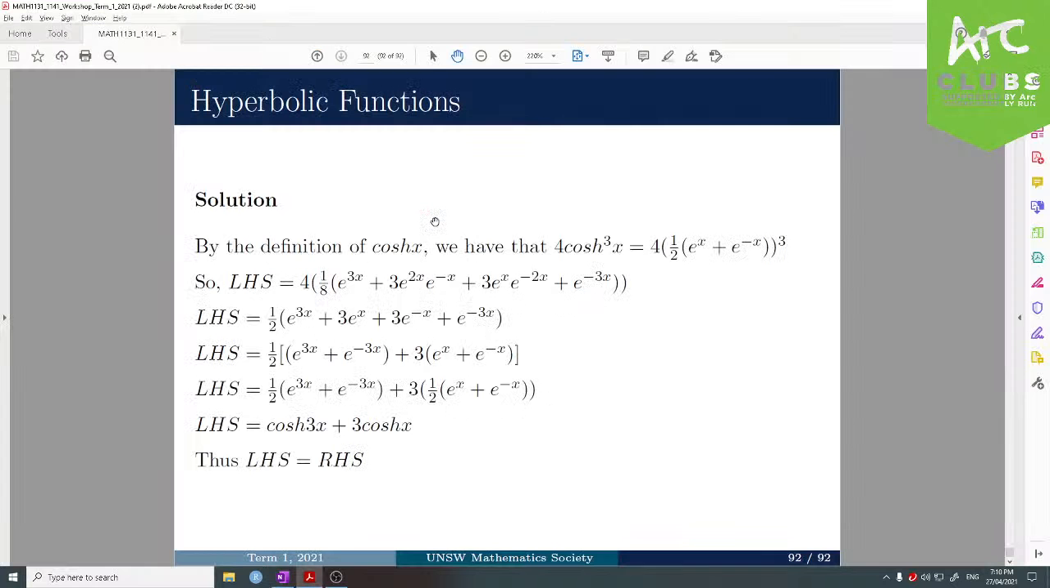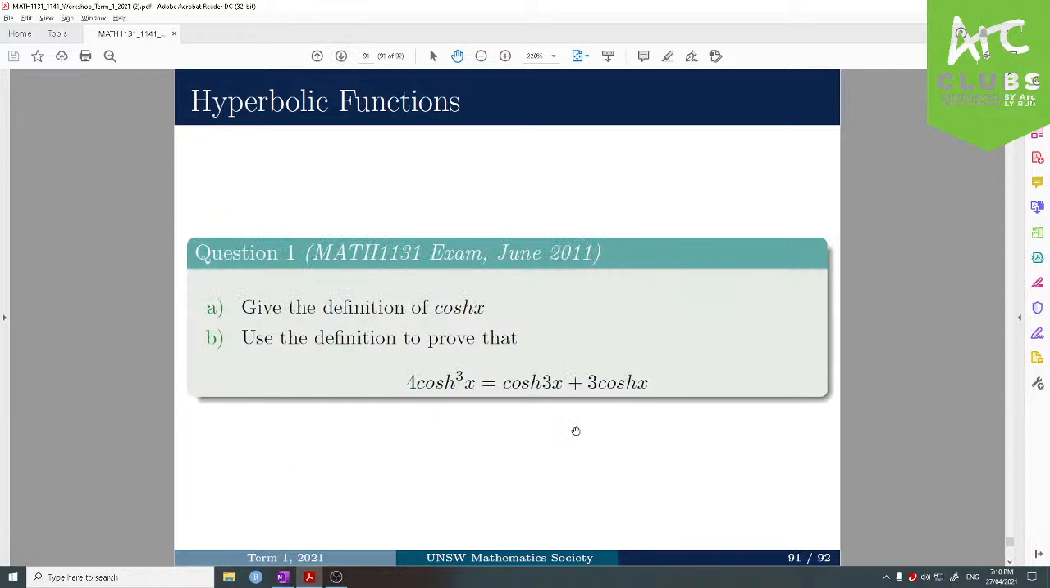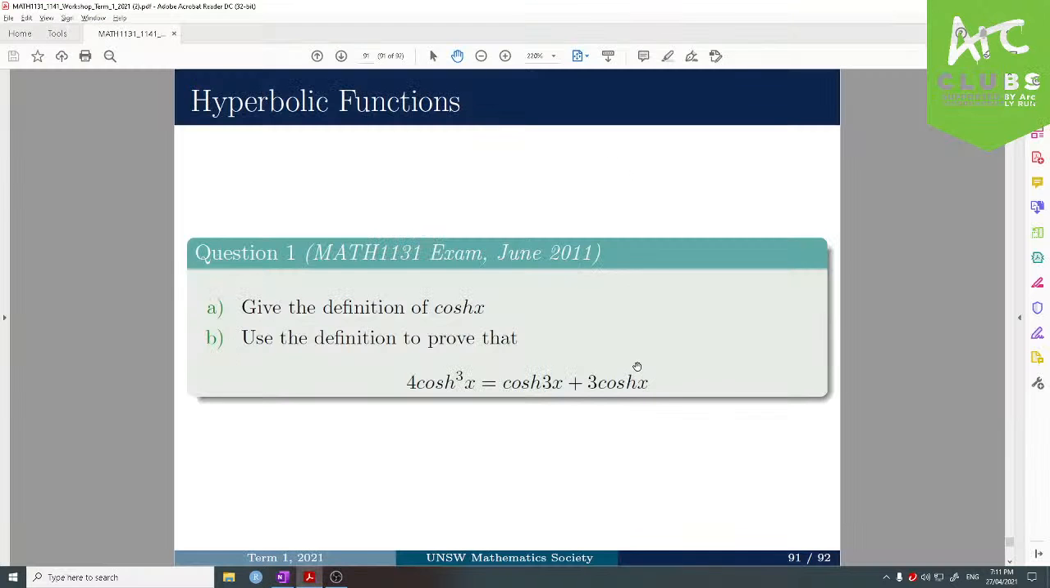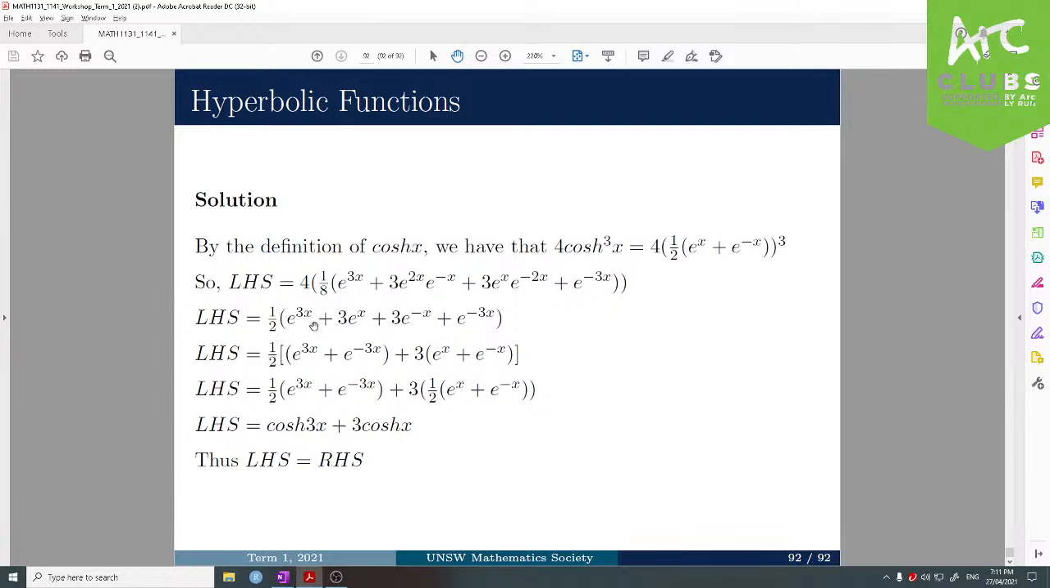Okay? And now if we keep going, this 4 and 1 on 8 can be simplified to become a half. And if you notice, within this bracket here, we already kind of have the core of what's on the right hand side, right? The right hand side said cosh 3x plus 3 cosh x. Cosh 3x would simply be, when you replace the x with 3x, e to the power of 3x plus e to the power of minus 3x on 2, right? And so if you notice what's inside these brackets here, we have the e to the power of 3x, and we also have that e to the power of negative 3x already. And so we're going to purposely group that together, okay?